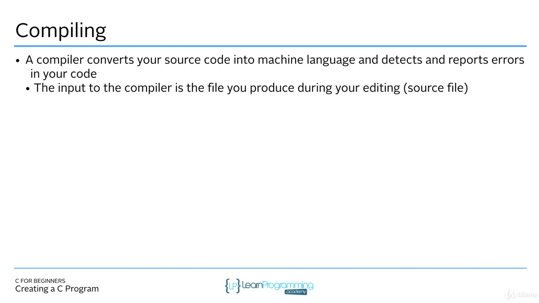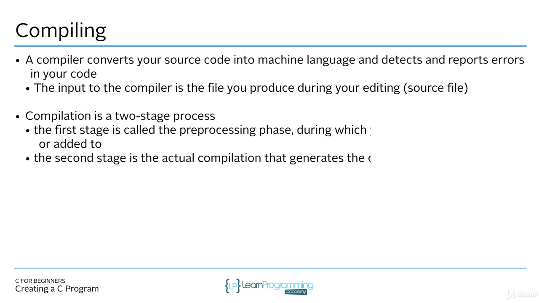Compiling, we know what a compiler does. It takes that high-level language code and converts it to machine language, and it also detects and finds errors in your code. After you edit your code, you're going to run the compiler. So the input to the compiler is going to be all of your source code, all of your .c files, everything that you're editing. And again, a C program can have many source files. But the input to the compiler are these source files.